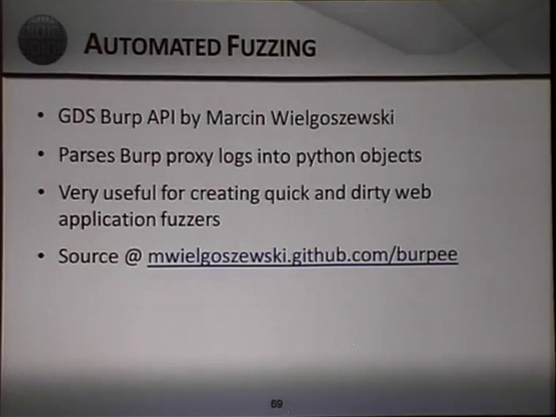Let's say you want to write an automated fuzzer. A colleague of mine, Marcin, wrote a Burp API. I'm sure everyone, if you're using Burp, you typically do a quick crawl of the application and you have your Burp logs. This will just parse the Burp log into Python objects. So now you can just write a quick fuzzer and go through the entire Burp log, find every single RPC request, and automate the fuzzing the way you want to do it. It's a pretty useful tool for creating quick and dirty fuzzers, web app fuzzers at least. And source code is available on GitHub.